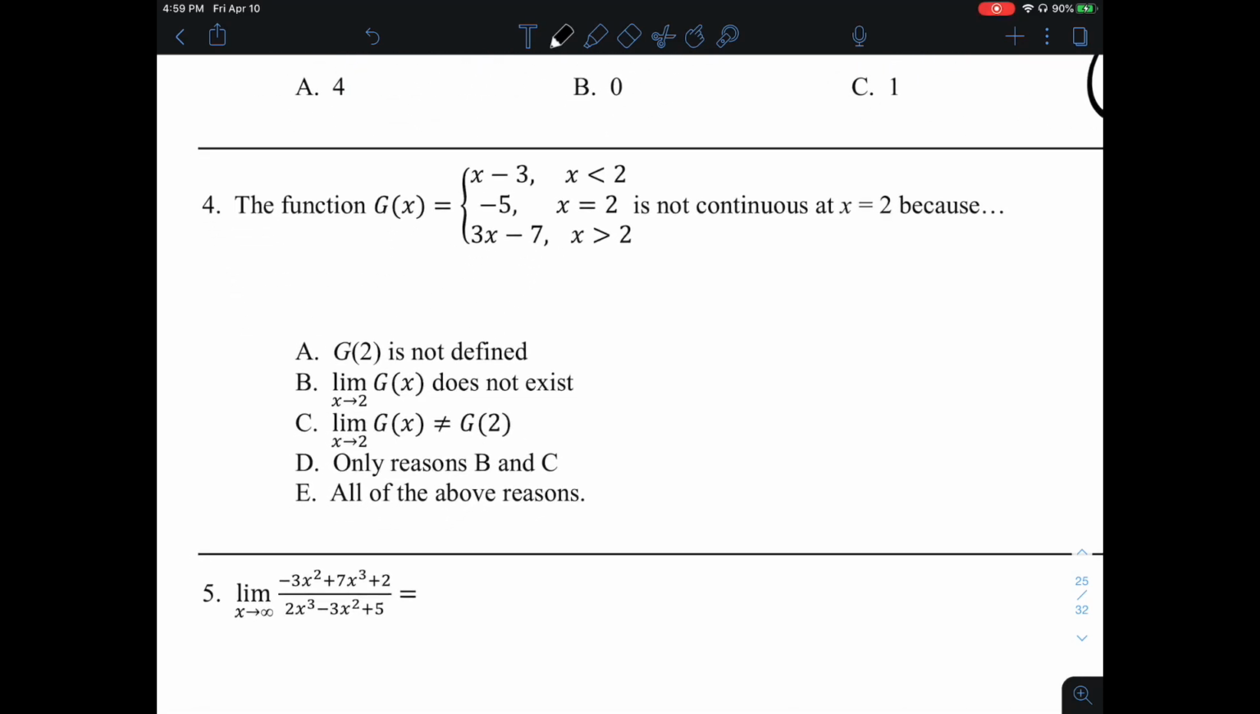Number 4, this function g of x is not continuous at x equals 2. What was the reason? Well, three-part definition of continuity. Is g defined when x is 2? It sure is. It's defined at negative 5. G of 2 is not defined. That's not true. All the above reasons, that couldn't be true because the first one wasn't true.